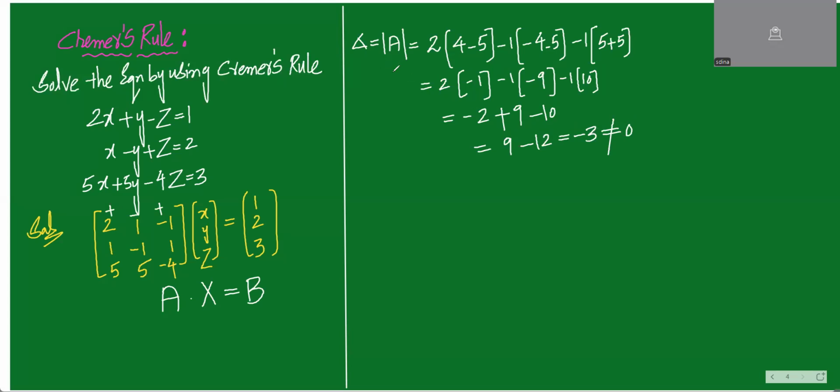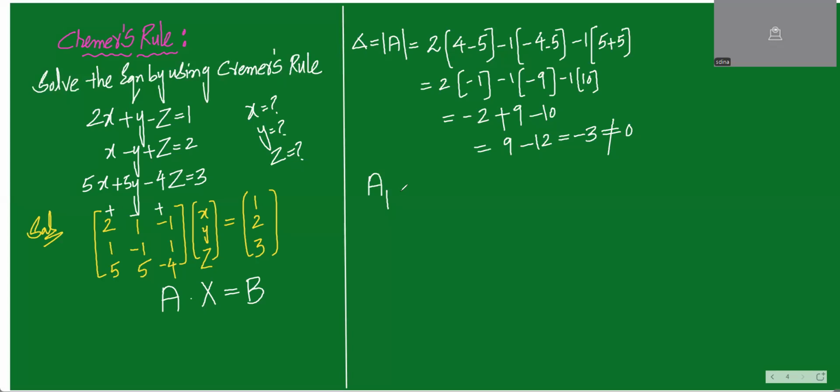So if the determinant is not 0, we can proceed further. We are finding x, y and z. Our target is to solve, which means we have to find the x, y, z variables. Understand? Okay. Now we have to find the A1 value.